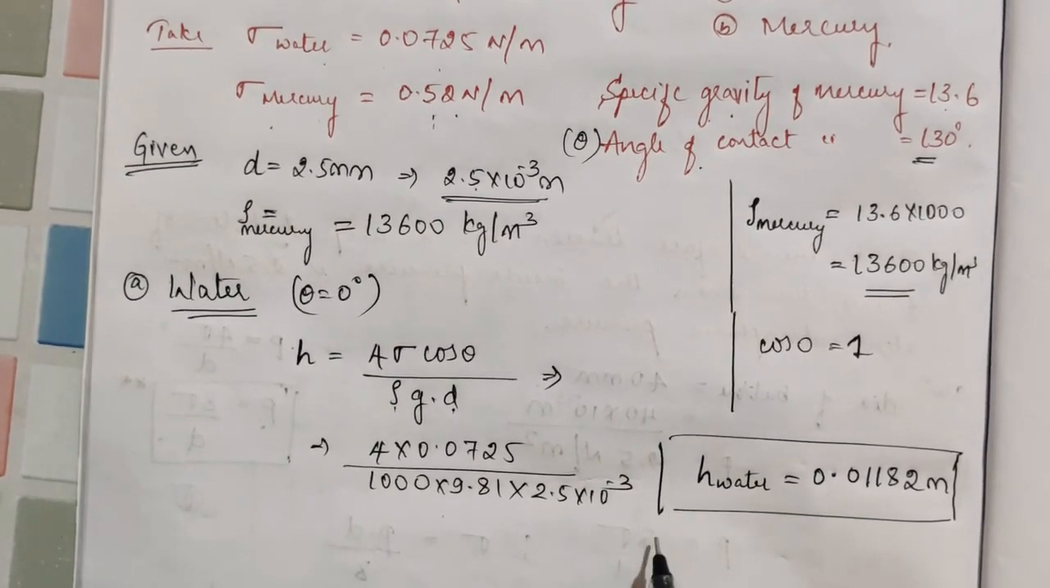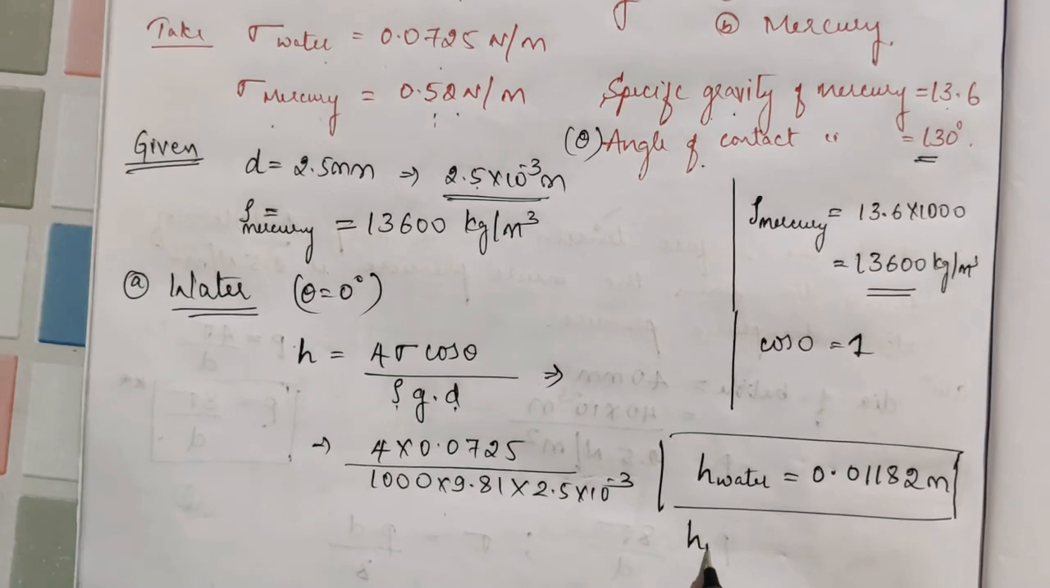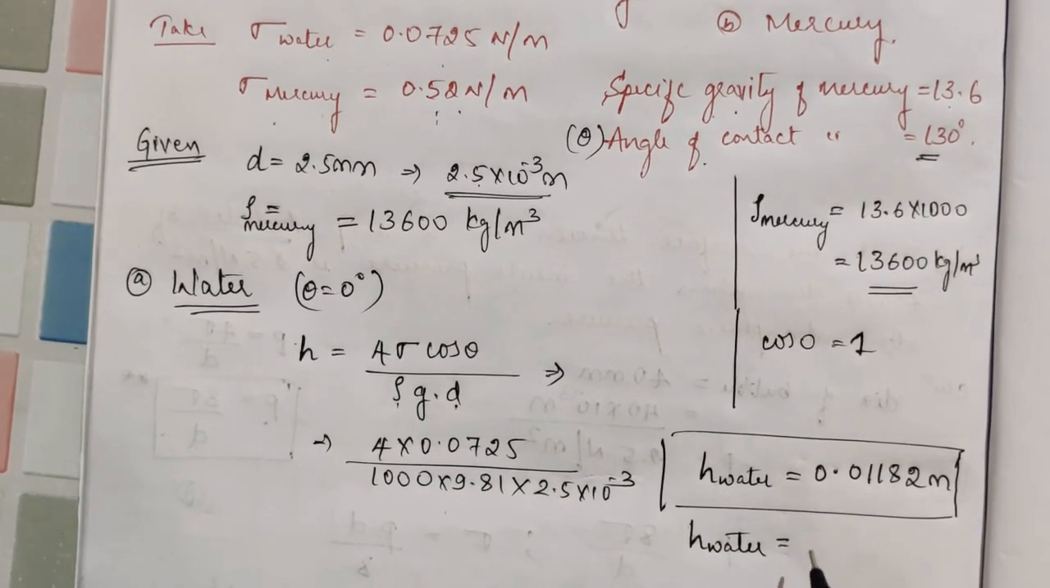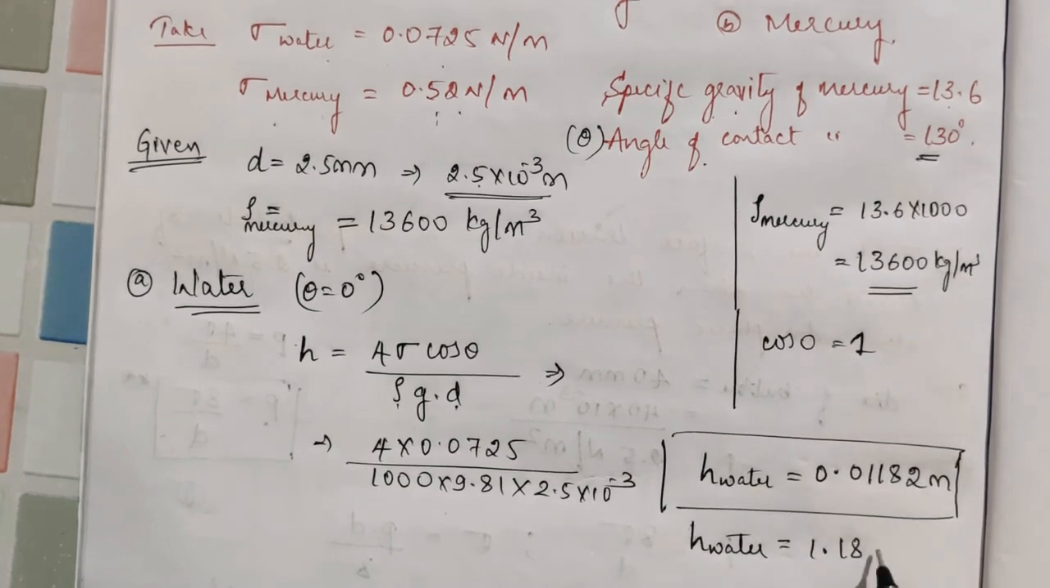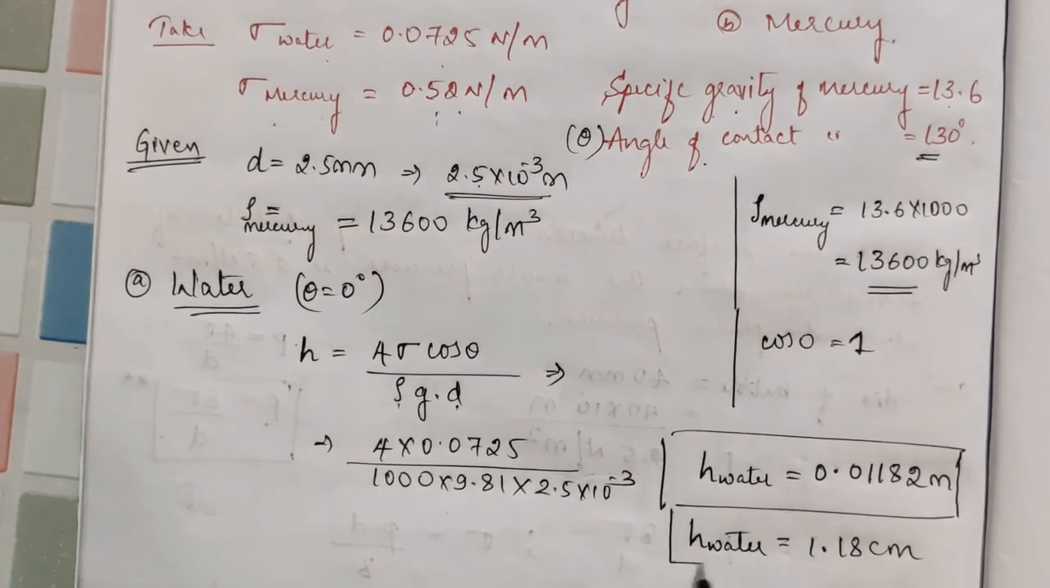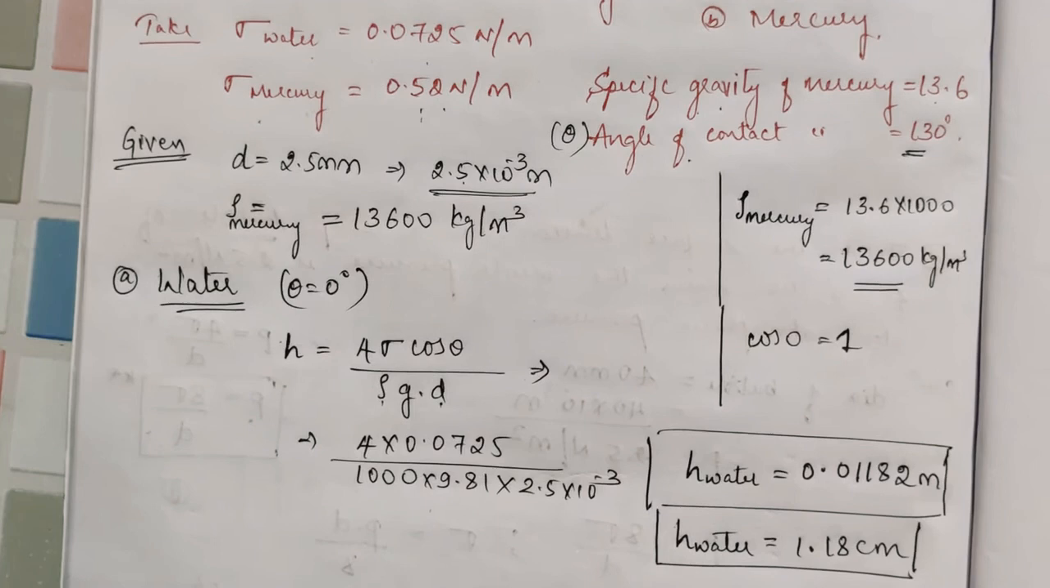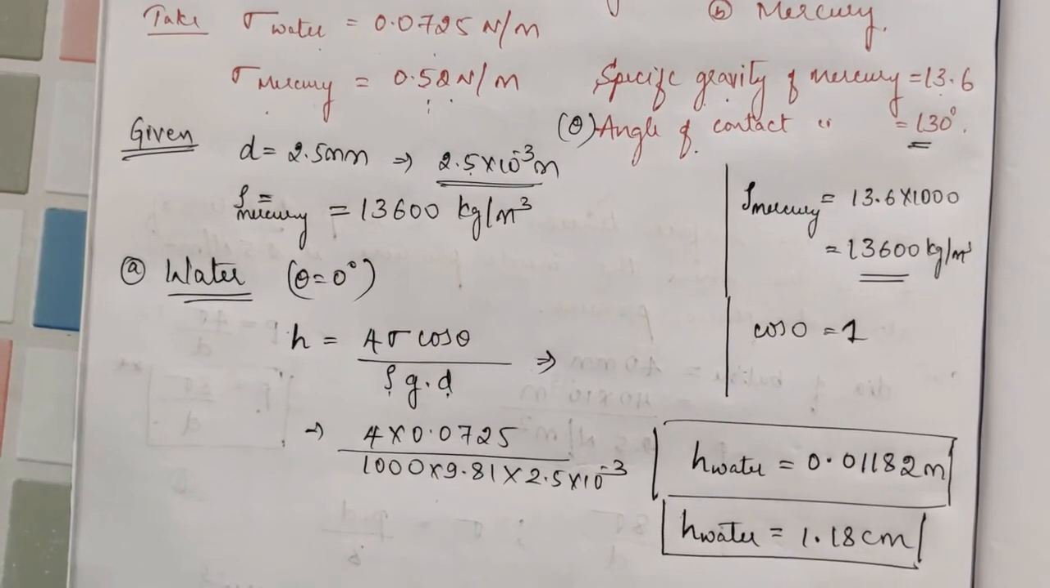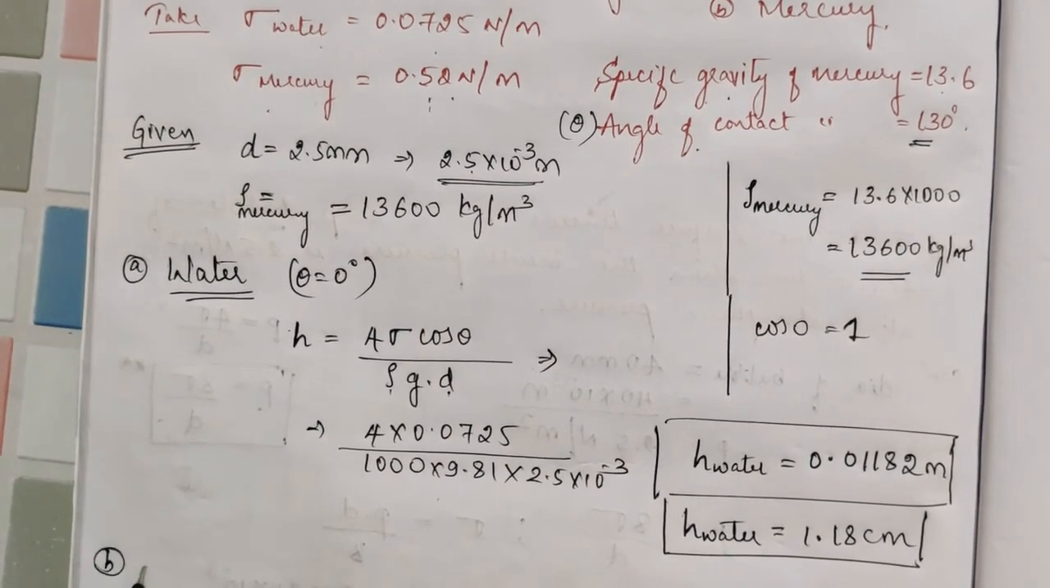So the capillary rise of water is 1.18 centimeter. Okay.